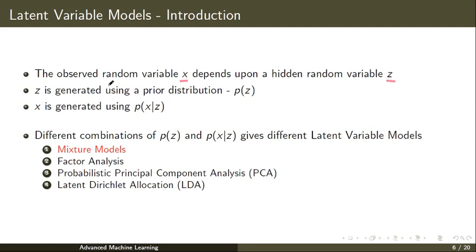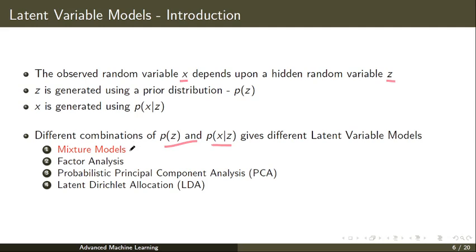So that's the essence of latent variable models. We will see some of the properties also. Before going into the properties, let me show different combinations of P of Z and P of X given Z. This is P of Z, or the Z distribution, and this is the X distribution, or distribution of the visible and distribution of the hidden variable. Different combinations of these two give you different latent variable models.